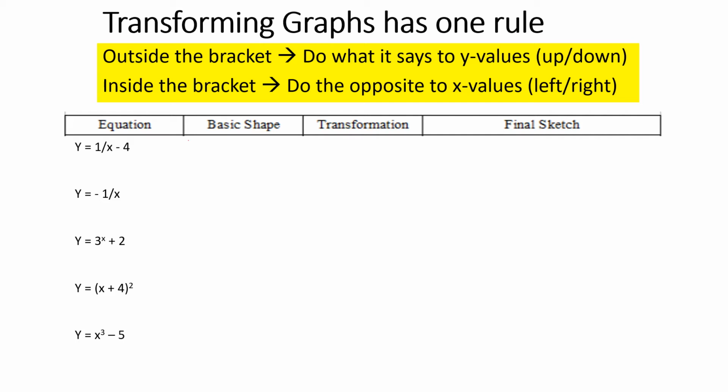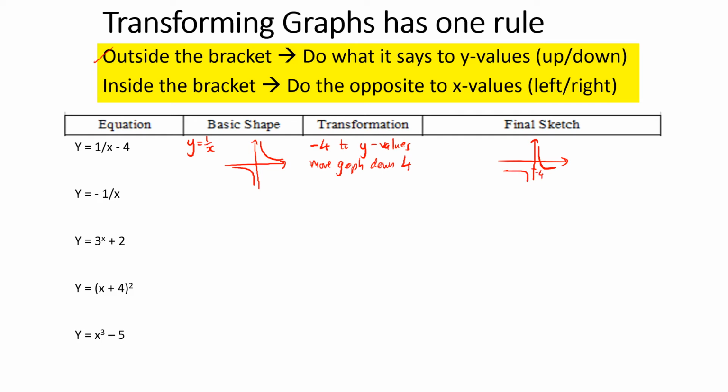So our first one, the basic shape, is going to be y equals 1 over x. And that's the reciprocal graph. What's the transformation here? We've got a minus 4. Is it inside or outside a bracket? It's outside a bracket, so we'll do exactly what it says to the y values. So we're going to minus 4 to the y values. What will that do? That will move the graph down by 4. What would our final sketch look like? It would look like that graph, but 4 squares lower.